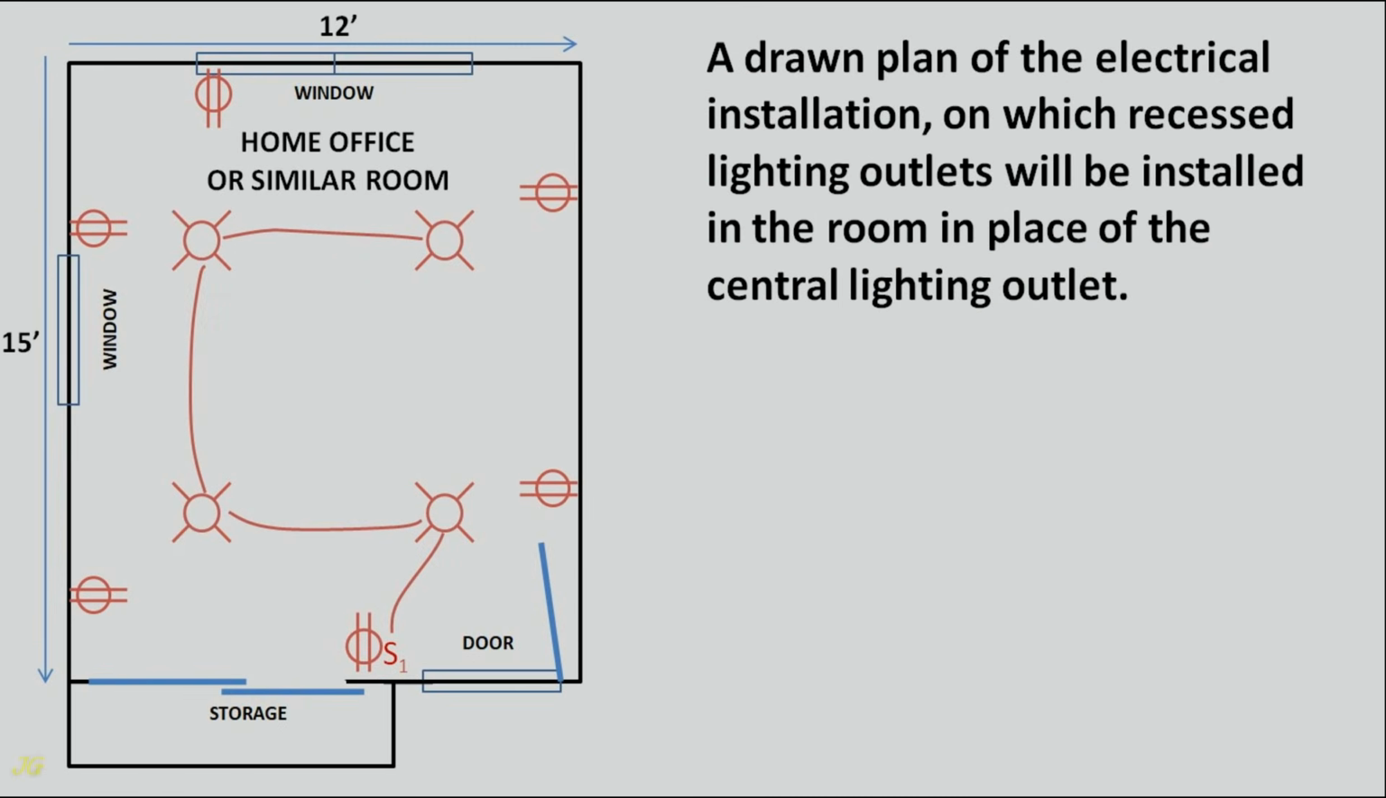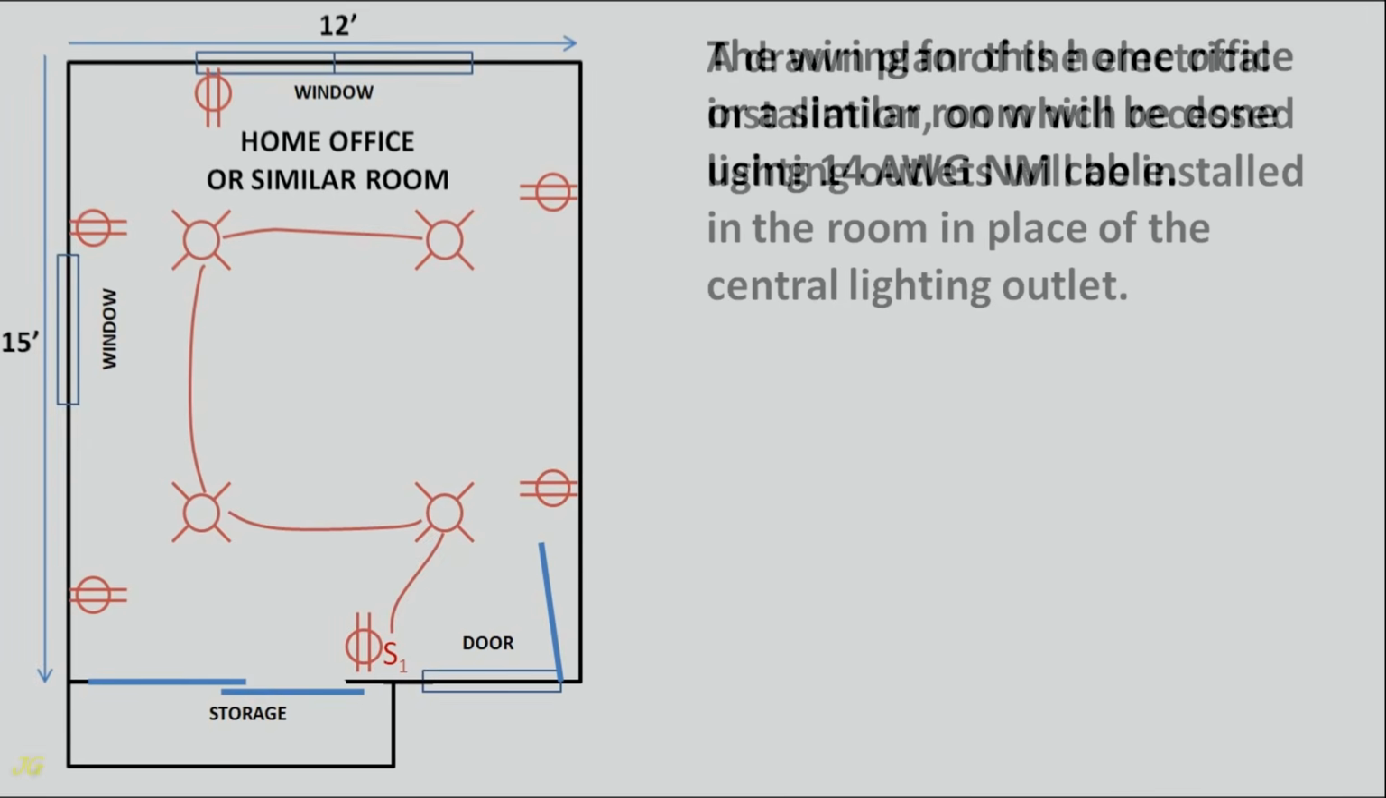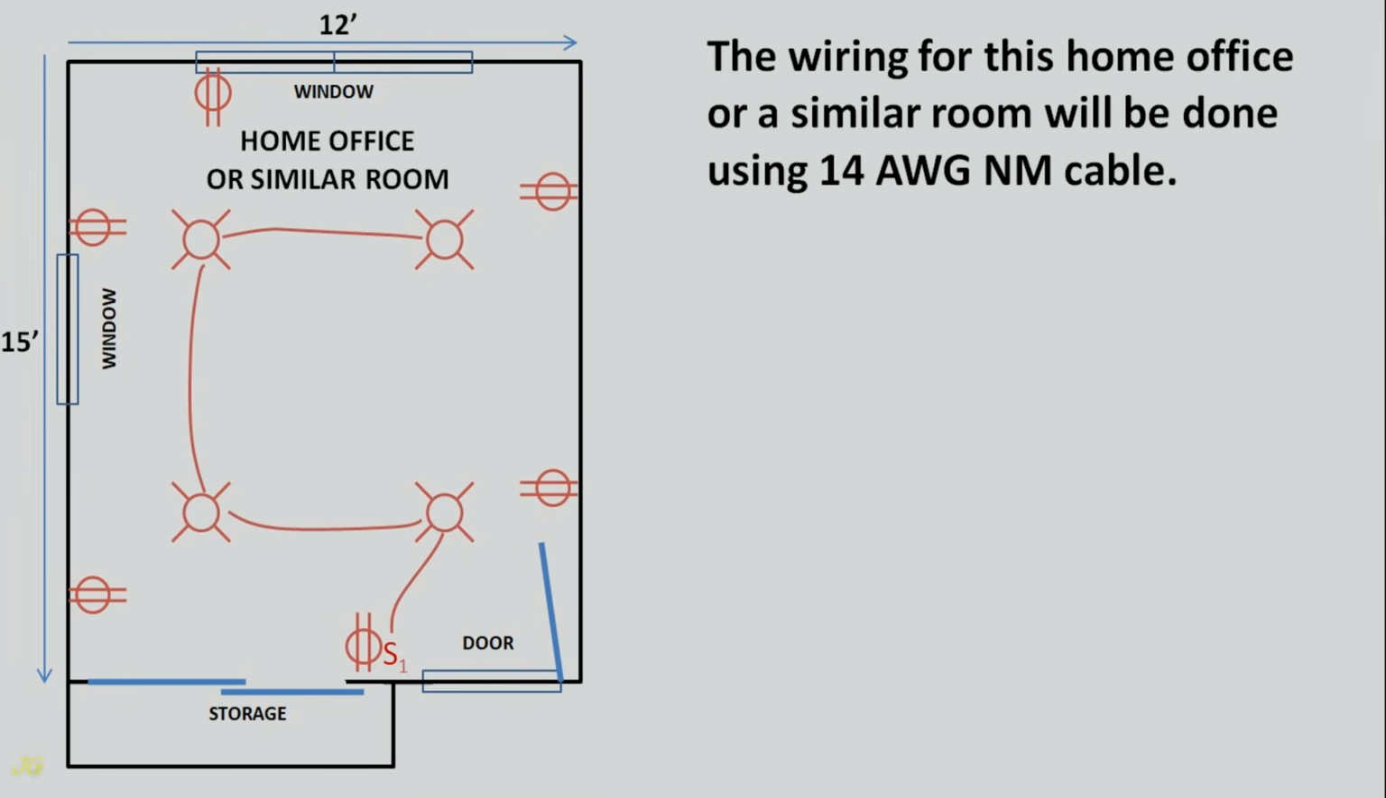A drawn plan of the electrical installation, on which recessed lighting outlets will be installed in the room in place of the central lighting outlet. The wiring for this home office or a similar room will be done using 14-gauge NM cable.